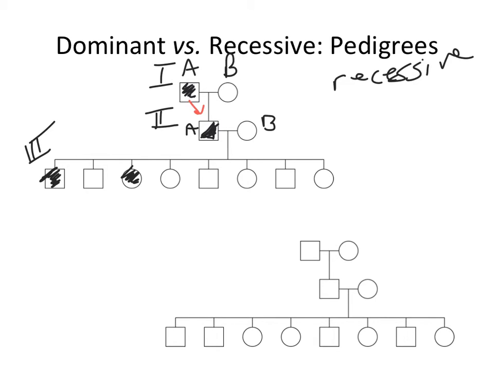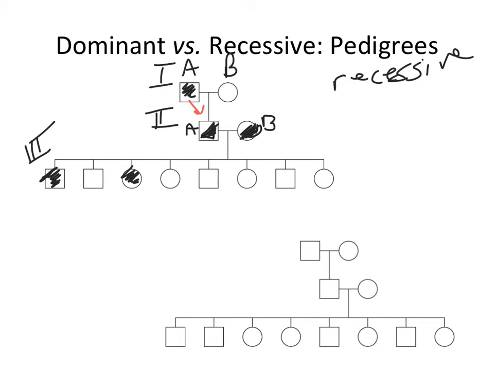So if this is what the parents look like, generation 2, father A is a carrier. Let's say mom is a carrier too. You wouldn't know this just by looking at her. Someone would have to tell you, or you would have to genotype her and find out if she was a carrier. But let's assume that the mom in generation 2 is a carrier also.